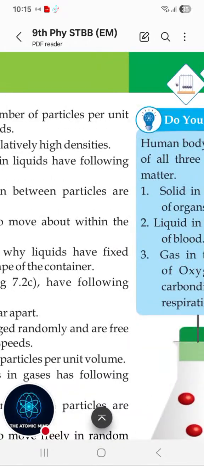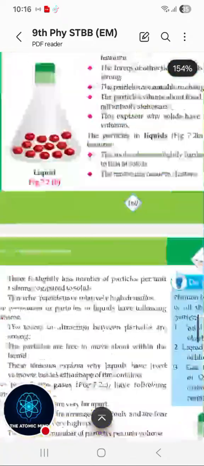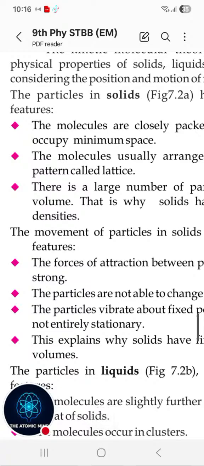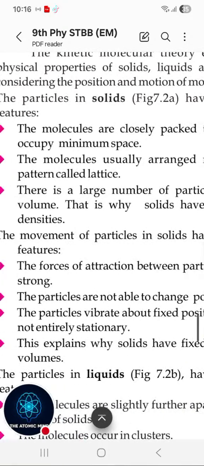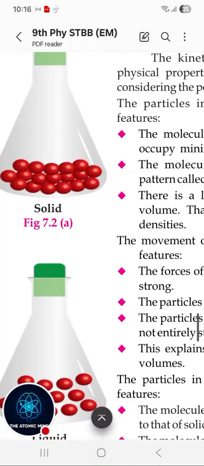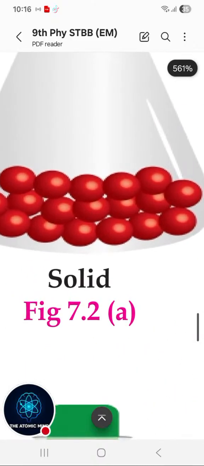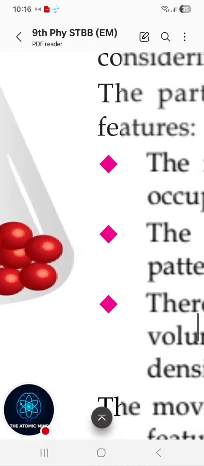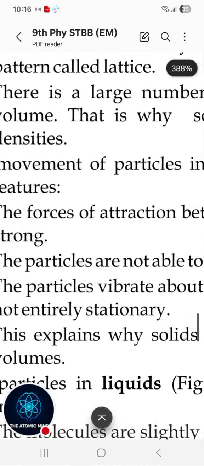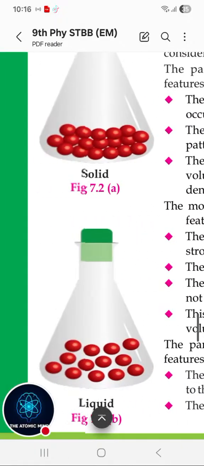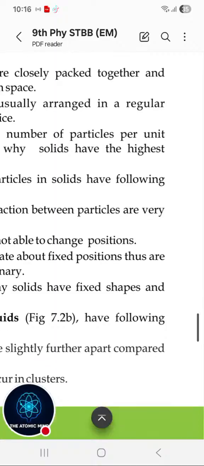The movement of particles in a solid has the following features. The forces of attraction between particles are very strong, so they are very tightly packed. It means the forces of attraction between each particle are very strong, so they are holding them together. The particles are not able to change position. They are so close, they are not able to change position.